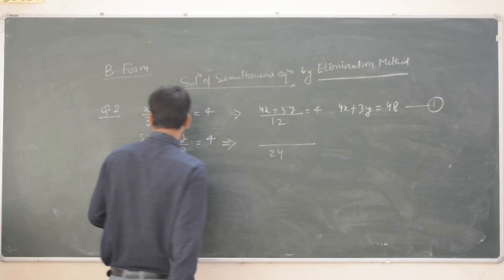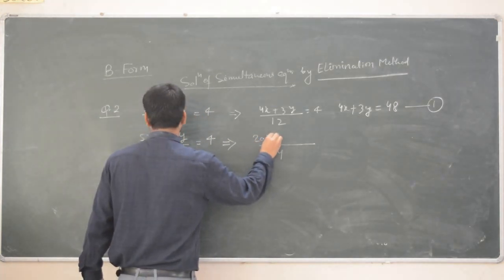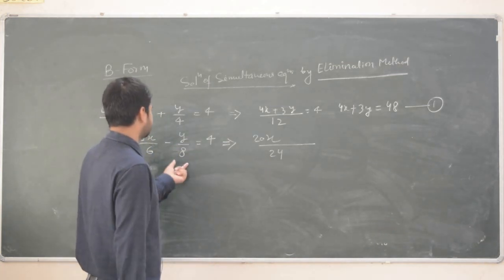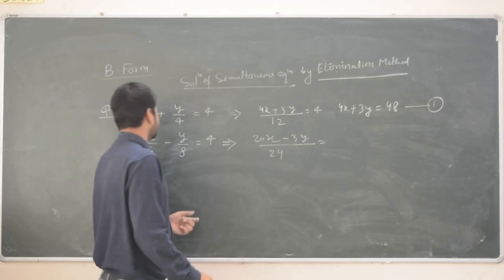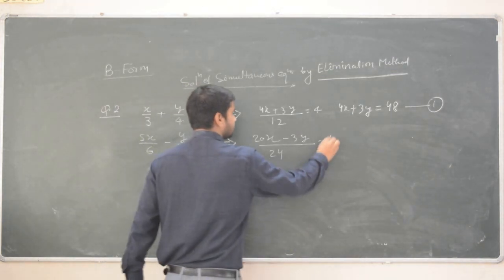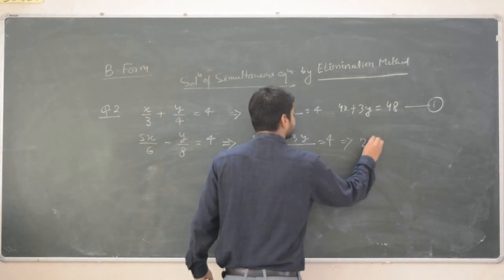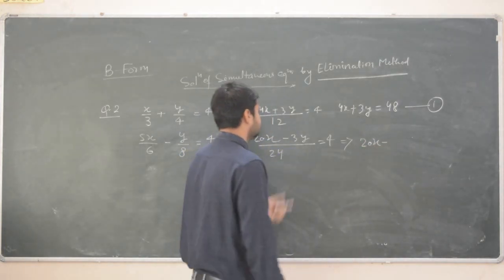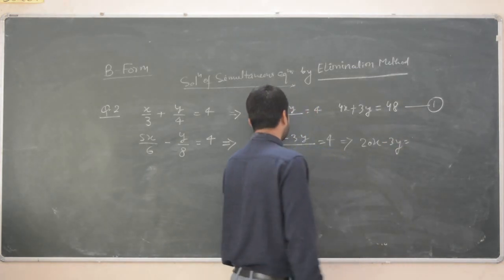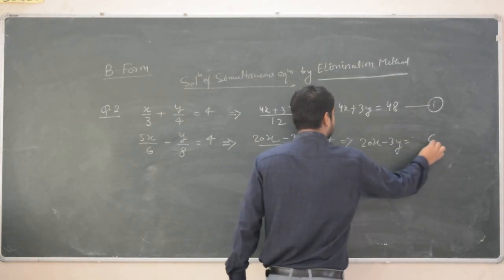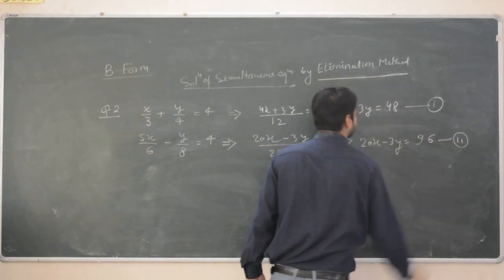Okay, so I am solving expression 2. Here, for 6 and 8, we can take 24 as the LCM. So it will be 20x minus 3y equal to 4, and here we will get 20x minus 3y equal to 24 into 4, which is 96, and this is equation 2.